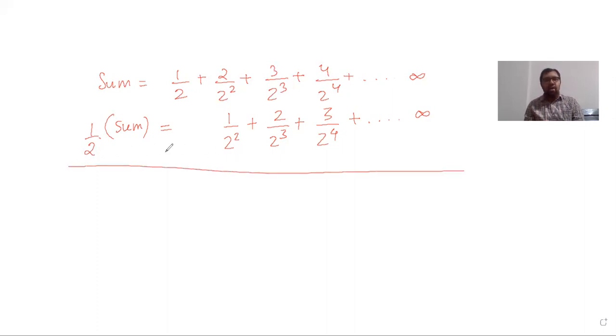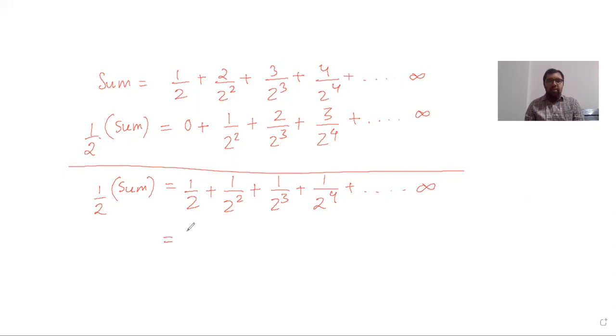Now if you subtract these two series, sum minus half of sum, you will get half of sum. You don't have anything written here, so you can write 0. So half minus 0 will be half. Then 2 upon 2 square minus 1 upon 2 square becomes 1 upon 2 square. Then 3 upon 2 cube minus 2 upon 2 cube gives 1 upon 2 cube. Then 4 upon 2 raised to 4 minus 3 upon 2 raised to 4 gives 1 upon 2 raised to 4, and like that, up till infinity.